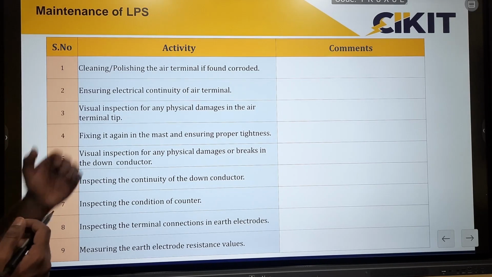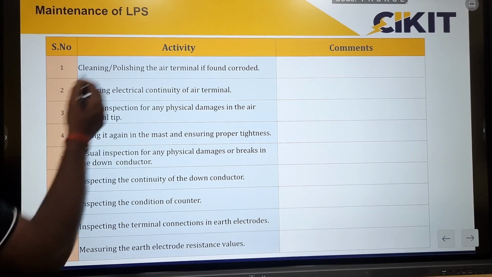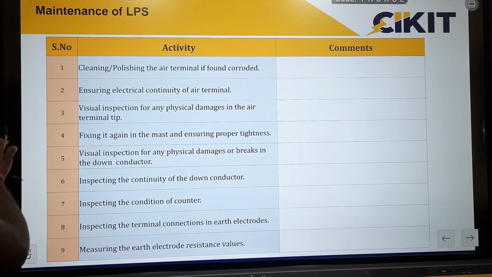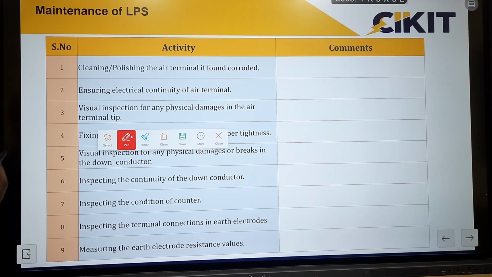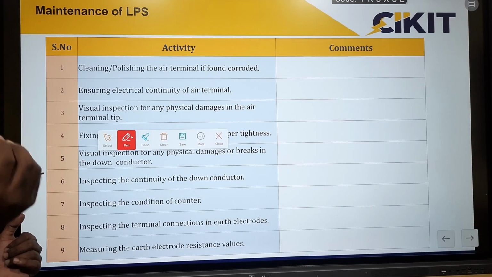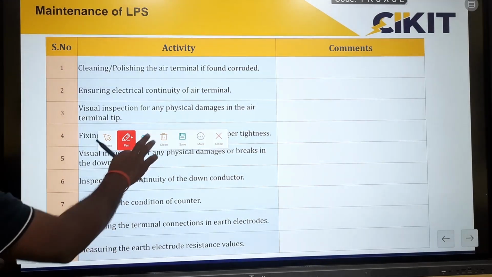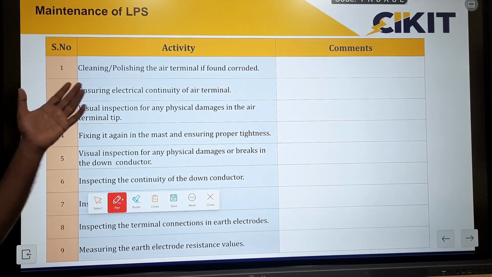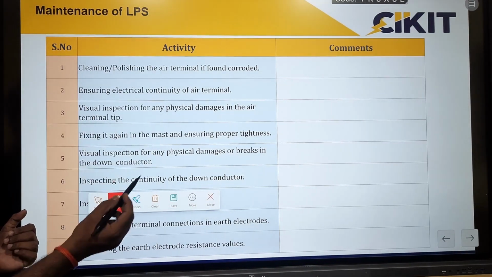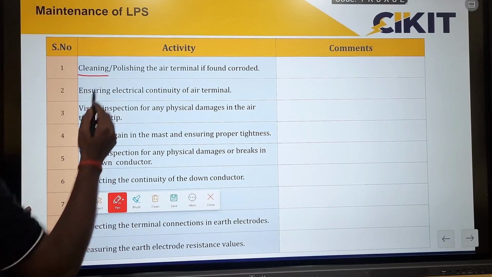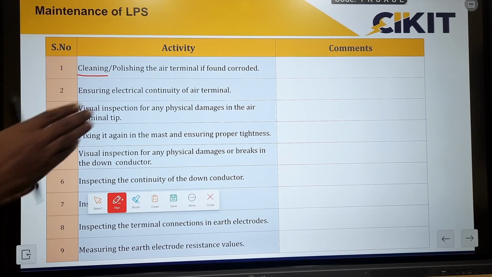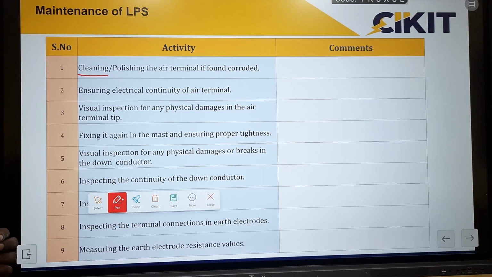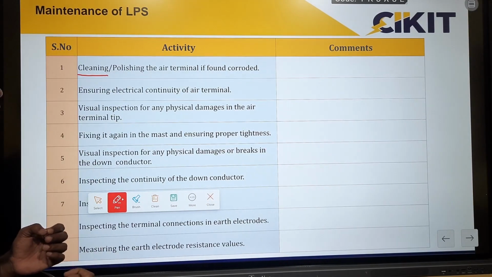So the first thing is to check the condition of this air terminal. The air terminal is the point which intercepts the lightning. So we check whether the air terminal got damaged while intercepting any lightning or not, whether it is in good condition, and what is the effect of corrosion on the air terminal. During every AMC, we have to clean the air terminal: disconnect it from the place, clean it, and reconnect it, and we need to ensure proper connection between this air terminal and the down conductor.